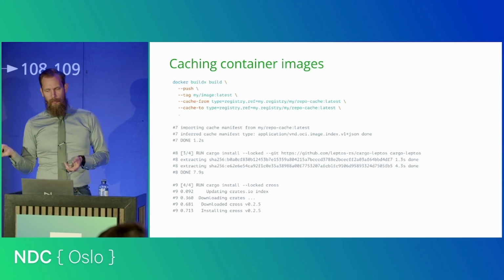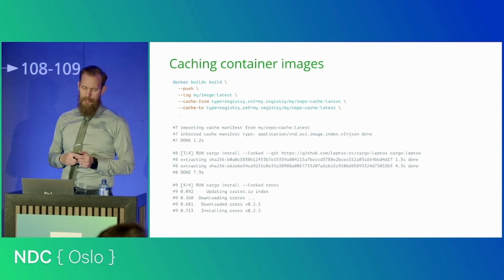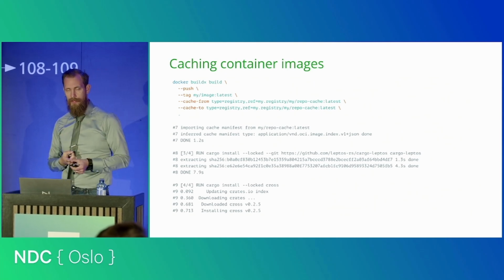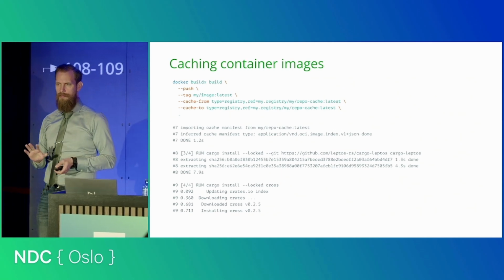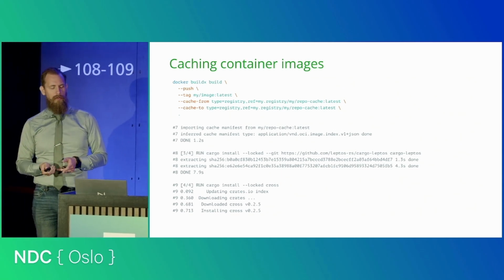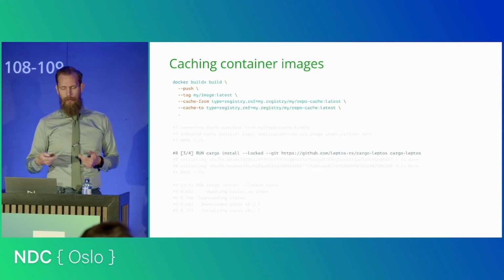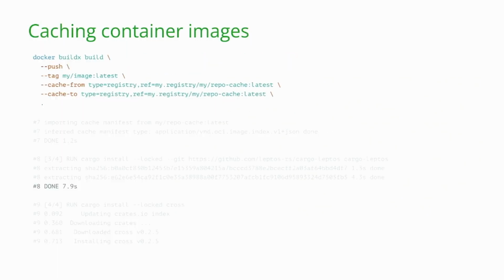So in this example, we have a build image for a Rust application. And we are installing 2 build tools. One of them is Cross, and one of them is Leptos. And both of them take around 6 minutes to install. But if we look at what happens here when it's cached, we run cargo install, and then Docker finds that, well, this was already cached. Downloads it, and it takes 7 seconds. So that saved us 6 minutes.